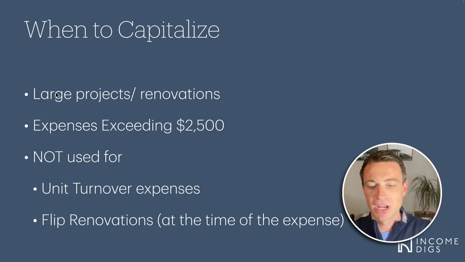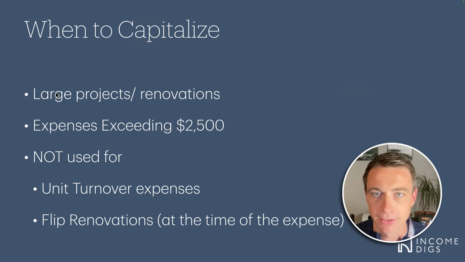And lastly, flip renovation. So at the time of the expense, I'm going to teach you to do a cost of goods sold for those flips. We might move that over to the balance sheet if our flip lasts longer than 1 year, but our initial expense is going to go to our P&L. We're going to track that against our profitability.